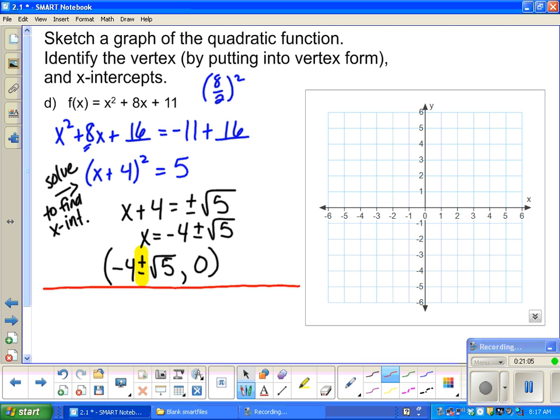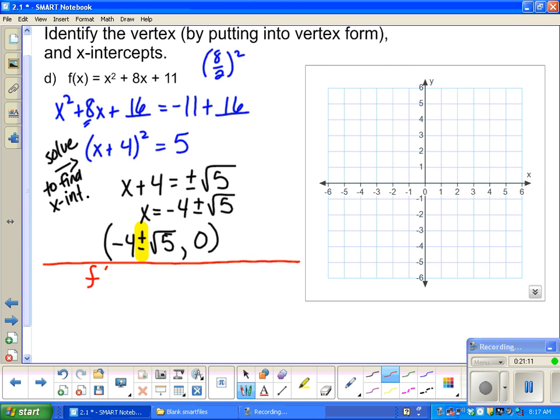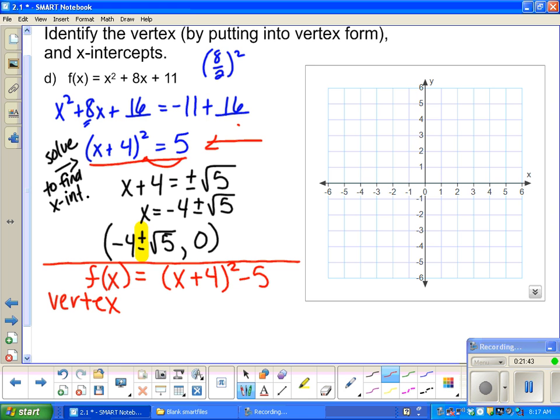All right, so we put it into vertex form. We have found the x-intercepts. Now my function, though, if I start with this as my solution, as my way of completing the square, it's not in function form. So if I have (x plus 4) quantity squared equal 5, and I subtract the 5 and move it over there, I now have my function form. I can find my vertex. Negative 4, negative 5.